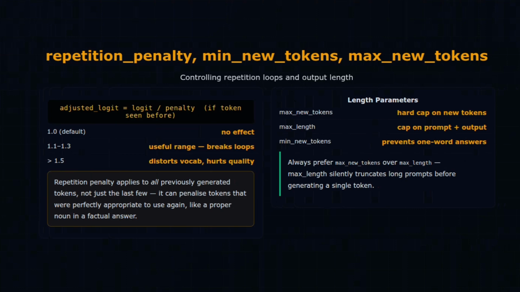For length, always use max_new_tokens rather than max_length. Max new tokens caps the number of newly generated tokens, independent of prompt length. Max length caps the total of prompt plus output, which means if your prompt is long, max length silently truncates generation before a single token is emitted, and you'll get mysteriously short outputs with no error. Set max_new_tokens based on the maximum answer length you want. Use min_new_tokens only when you have a specific reason to prevent the model cutting an answer short. Use it carefully because it can force the model to pad when it already has a complete answer.